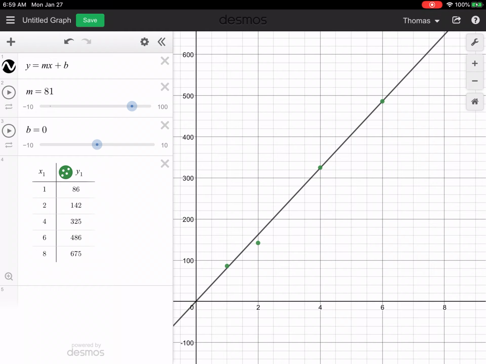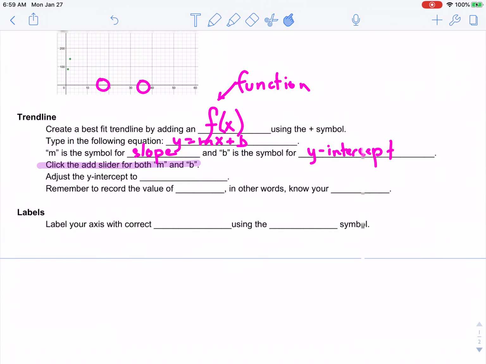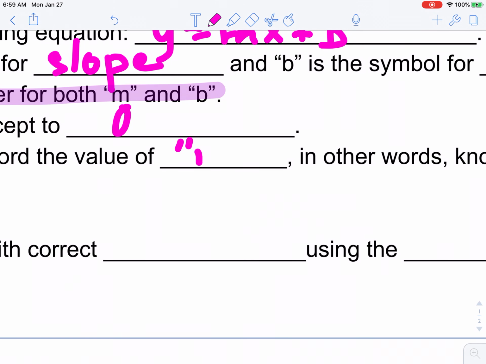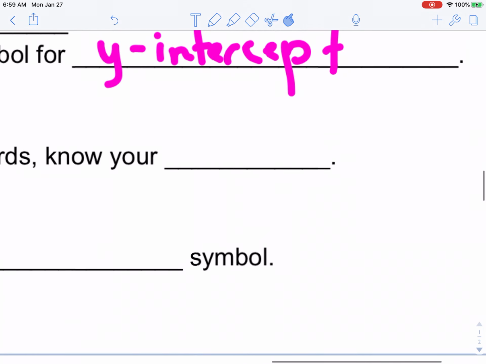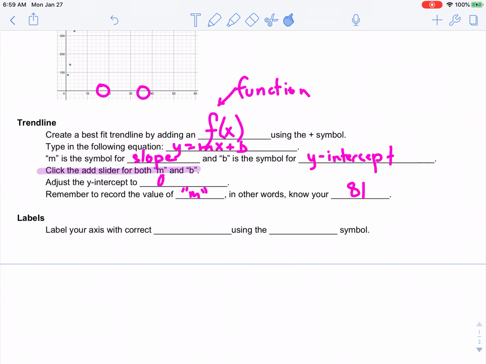It says m equals 81. That means the slope equals 81. And you want to make sure that you write that down. So adjust the y-intercept to 0 if that's where you want your y-intercept. Remember to record the value of m. In other words, know your slope, and it was 81. Of course, in physics, that 81 should have some units, and we'll talk about what that is later.